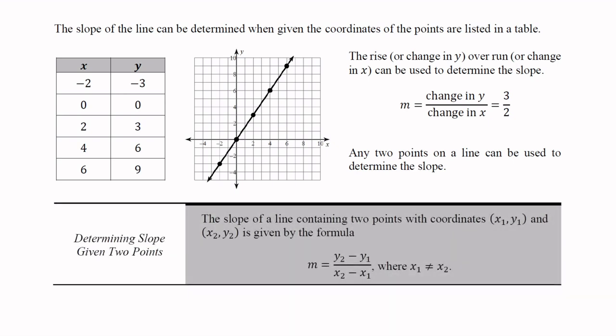So the slope of a line containing 2 points with coordinates (x1, y1) and (x2, y2) is given by this formula, y2 minus y1 over x2 minus x1, where x1 cannot equal x2 because you cannot divide by 0.